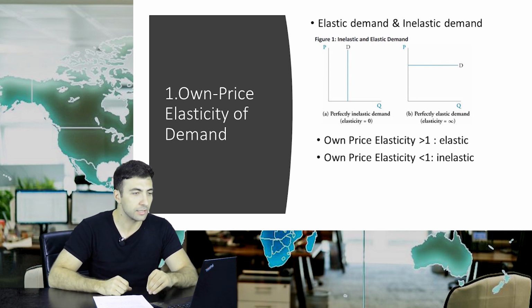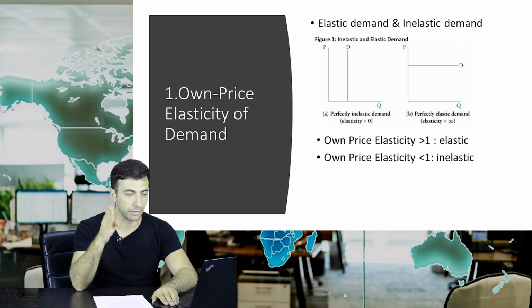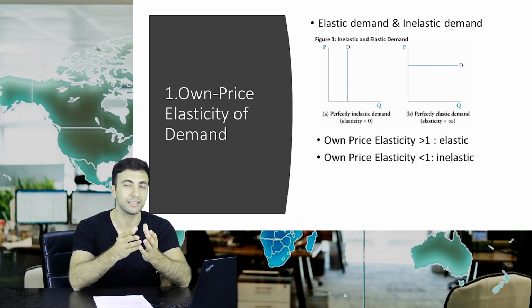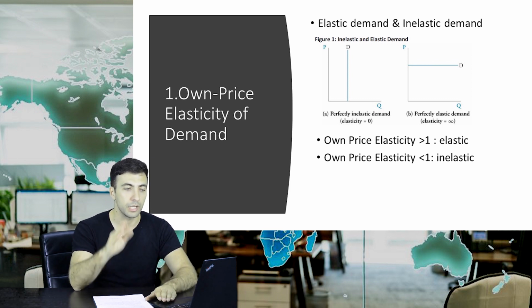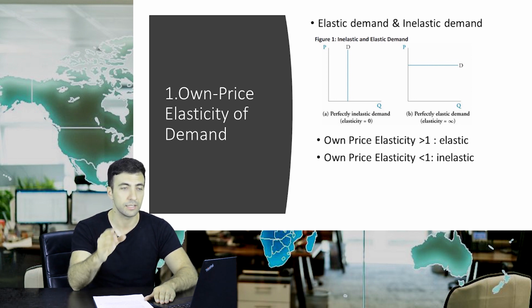So, here you can see that in figure 1, it has been demonstrated in a couple of graphs. In the first graph, you see the vertical line. This is the perfectly inelastic demand. So here elasticity is 0. So remember, in perfectly inelastic demand, elasticity is 0.